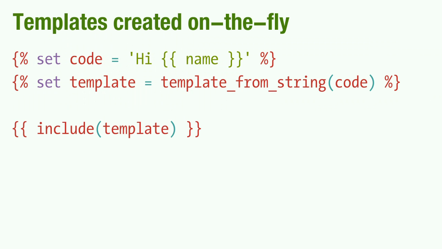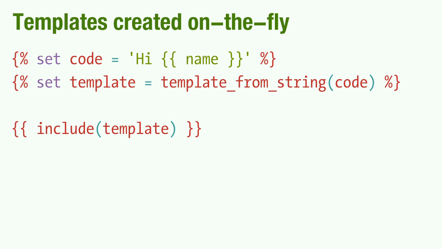Why not? That's the example I have here. Here I'm setting a variable code with a template. As you can see, that's a Twig template, right? And then I want to be able to include that. So what you can do is you can use a template_from_string function.